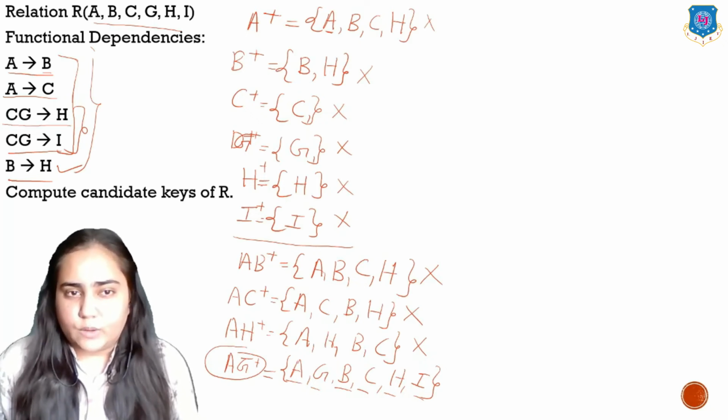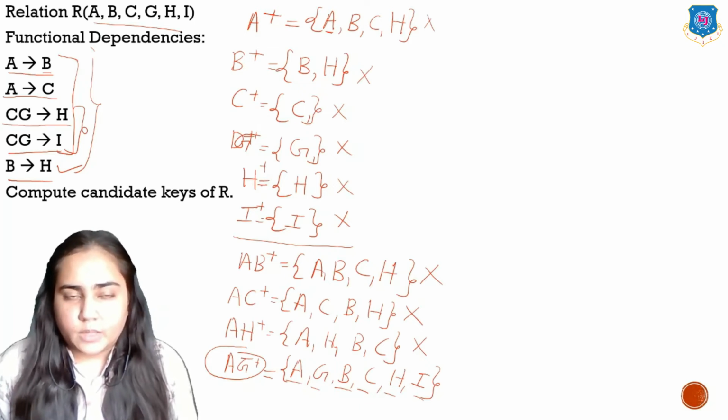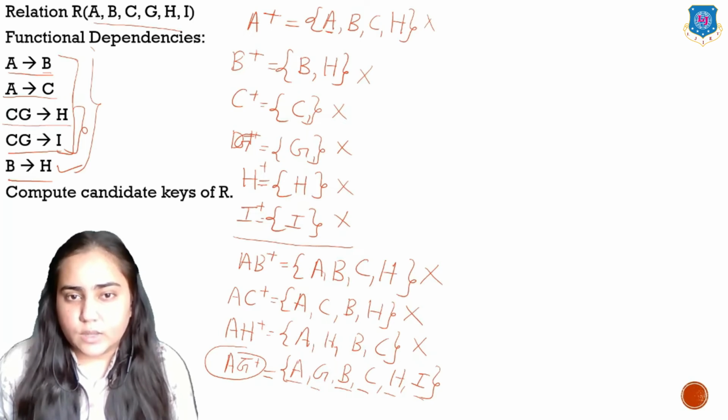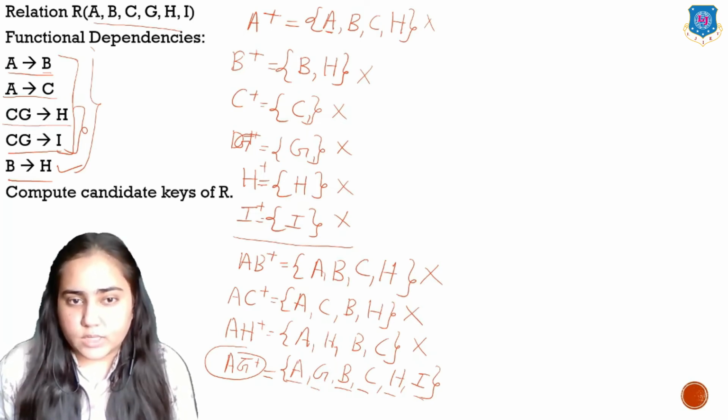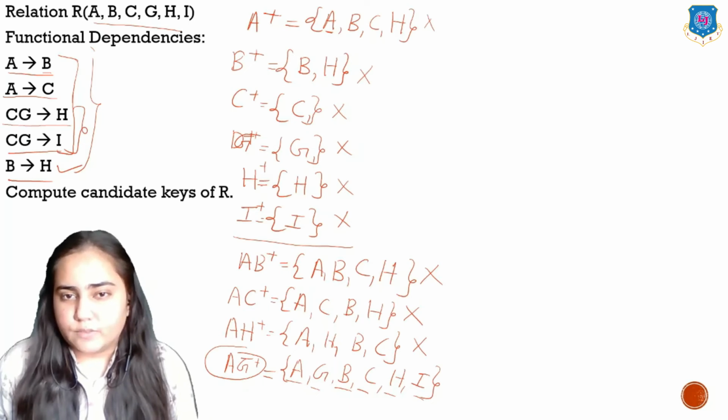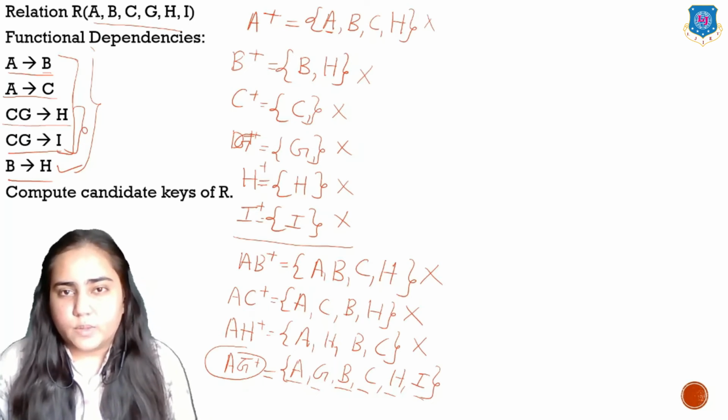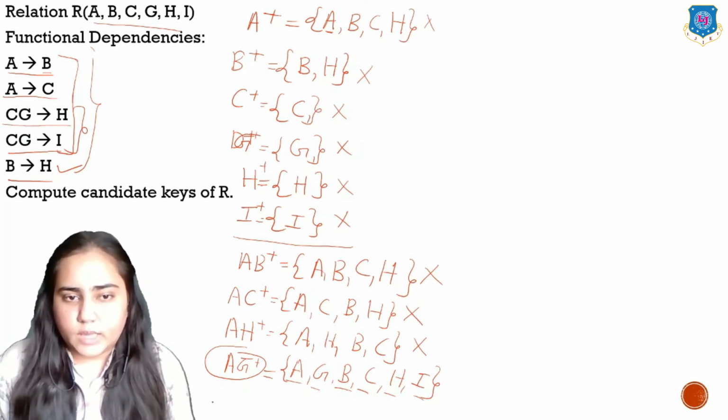But that's not where your calculation ends. Your question was to compute all candidate keys, not just one. So until you have found all the candidate keys, or you have decided that there are no more candidate keys, till then you have to continue calculating. So we are going to proceed with AI plus.